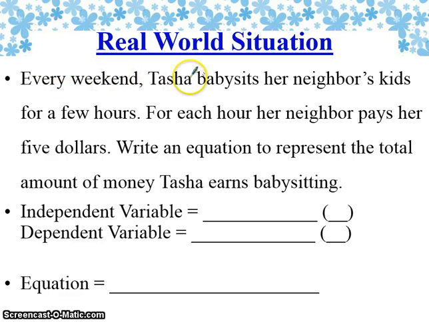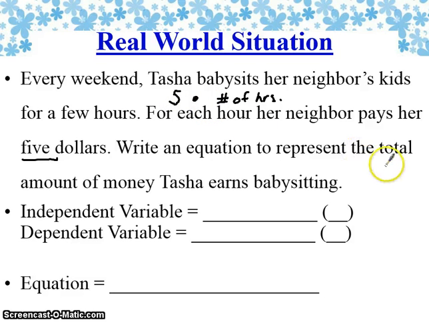Every weekend, Tasha babysits her neighbor's kids for a few hours. For each hour, her neighbor pays her $5. Write an equation to represent the total amount of money Tasha earns babysitting. Well, when we hear for each, that means we're going to multiply by the number of hours. What are we going to multiply the number of hours by? $5. So we have 5 times the number of hours.